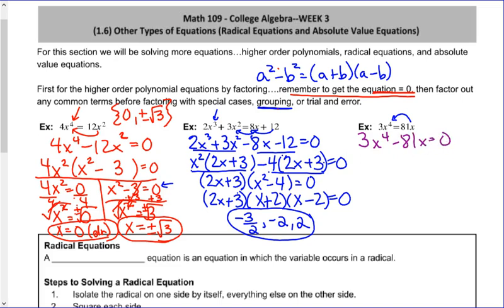Now, we want to make sure that we take out any common terms. Between 3 and 81, there is a 3 in common. And between x and x to the 4th, we want to take out the lowest power, so it will be an x. Now, what's left over? 3x times what is 3x to the 4th? Well, I need 3 more x's, so I need an x cubed. Minus 3 times a 27, since 81 divided by 3 gives me 27.